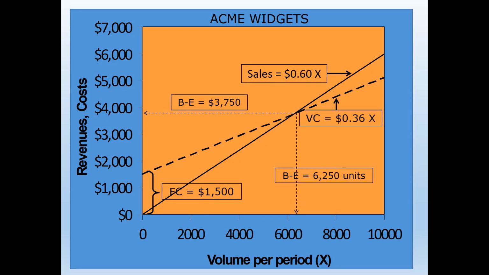This graph summarizes everything that we just said about ACME widgets. Like the graphs that we've looked at before, the x-axis represents the activity level expressed in units, and the y-axis represents dollars, either dollars of revenue or dollars of cost.